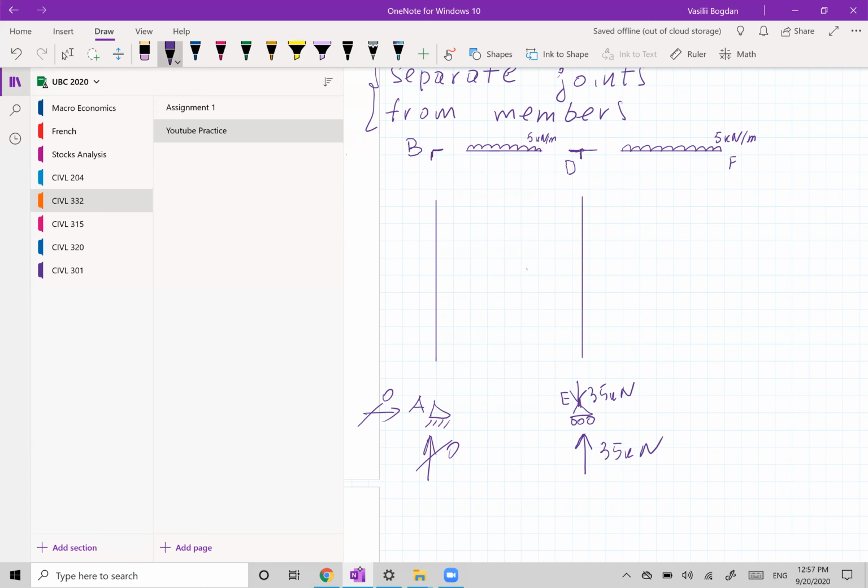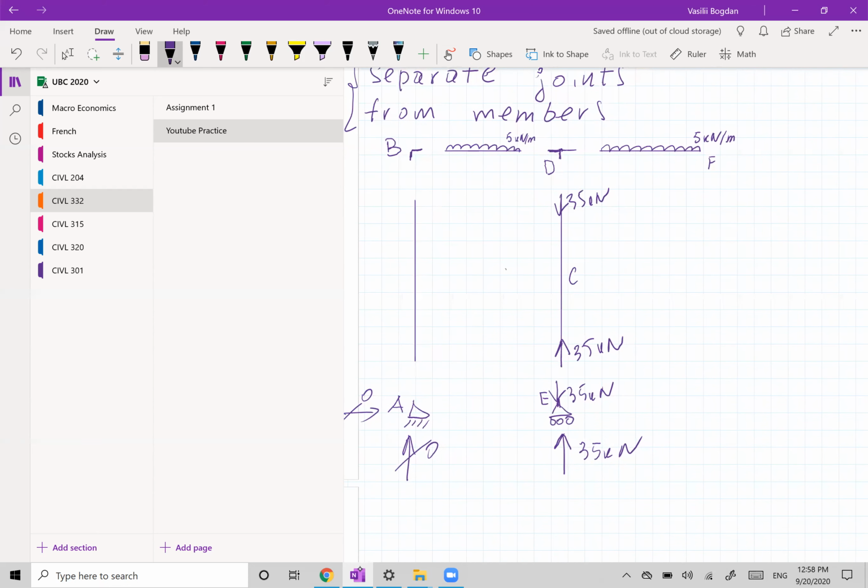And now the 35. When you go from joint to member, you have to mirror whatever you have in the joint to the member. So you mirror it. Now we have to balance this member. As you may guess, there must be 35 here. And now you know that this DE member is under compression because of these arrows.